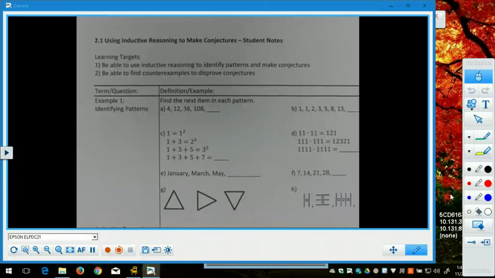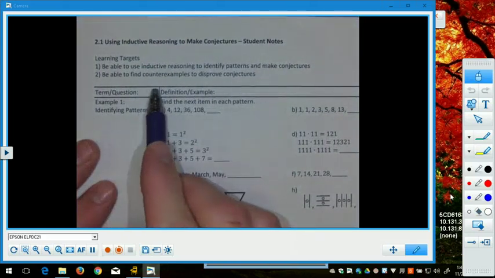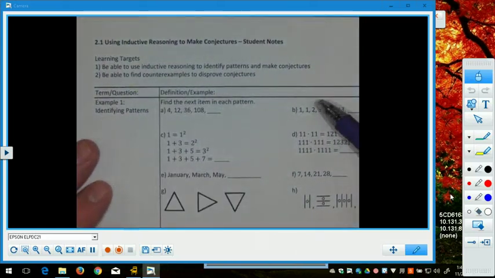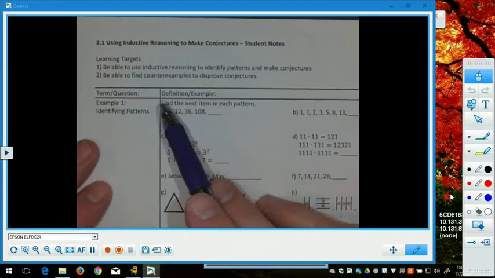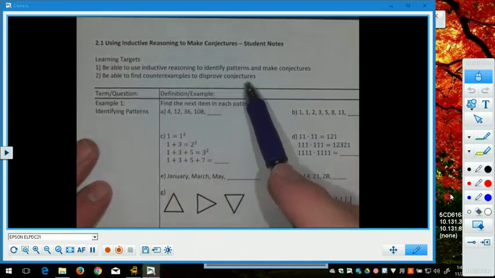Welcome to lesson 2.1, using inductive reasoning to make conjectures. The learning targets for this lesson are that you will be able to use inductive reasoning to identify patterns and make conjectures, and that you should be able to find counterexamples to disprove false conjectures.